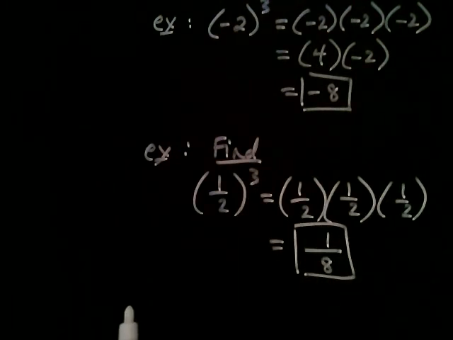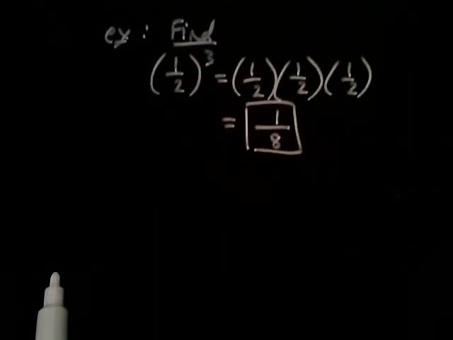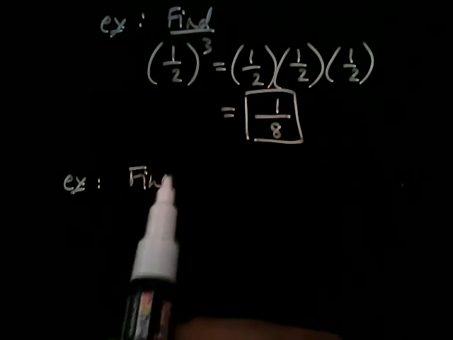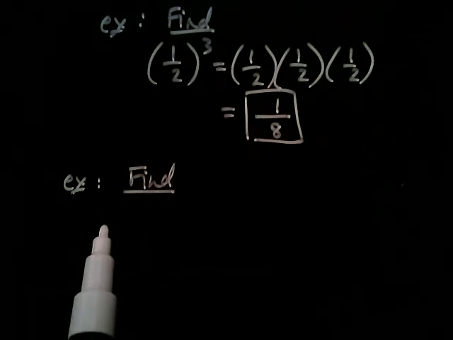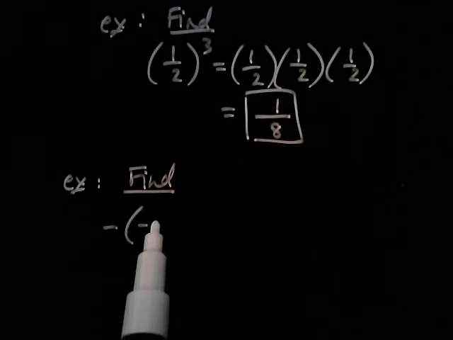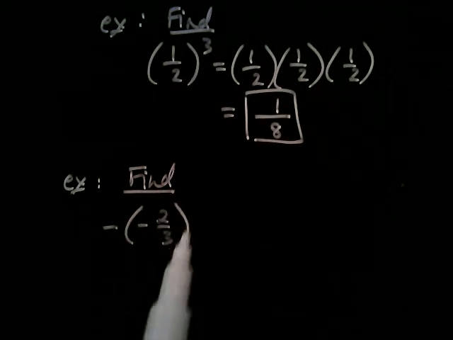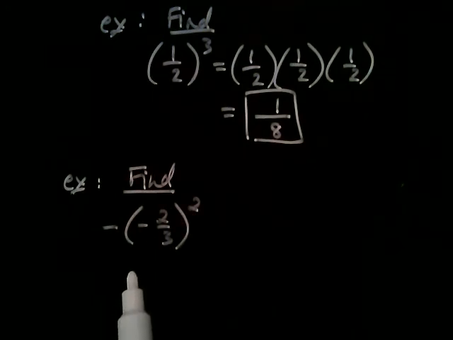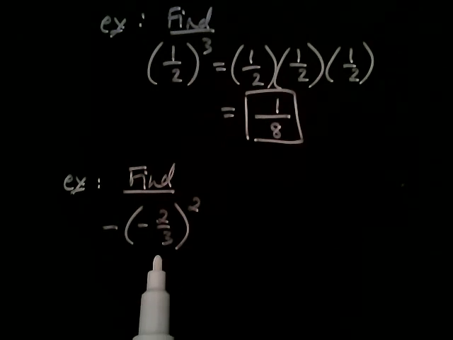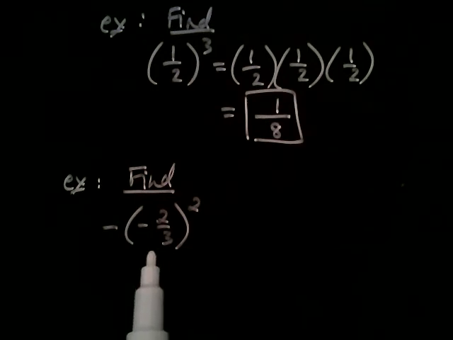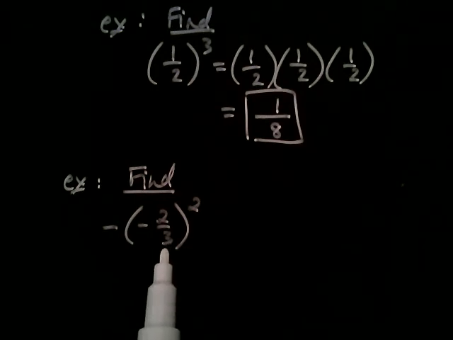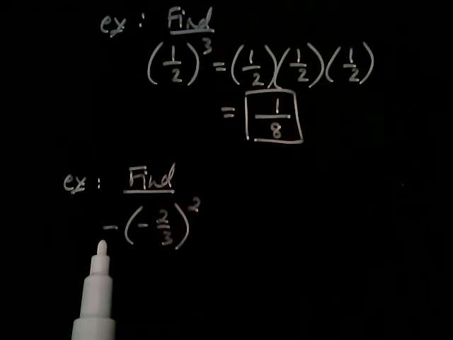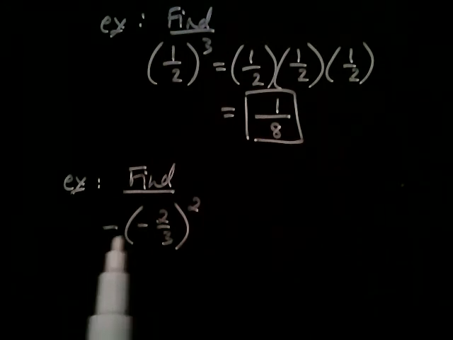Let's take one that combines some of the things we've talked about. What if you were asked to find the negative of (-2/3) squared? Okay, so when I look at this, the first thing I think to myself is the base is what's in parentheses. The base is -2/3, so I'm taking -2/3 and then I'm squaring it, and this negative just comes along for the ride. It's not affected by the act of squaring.